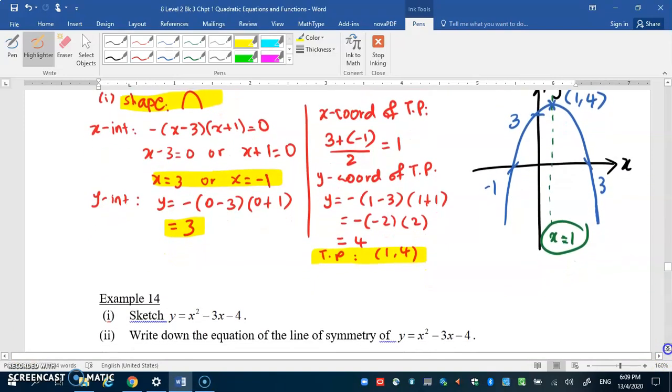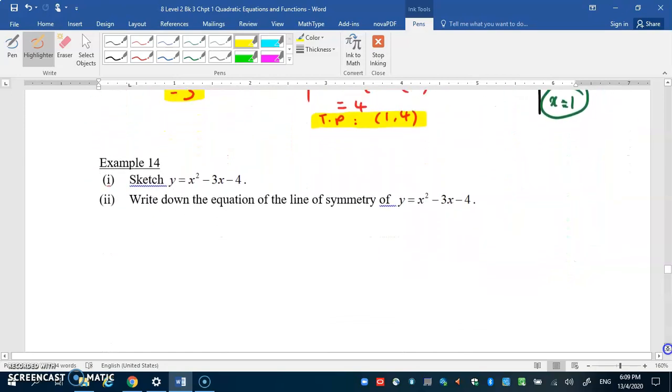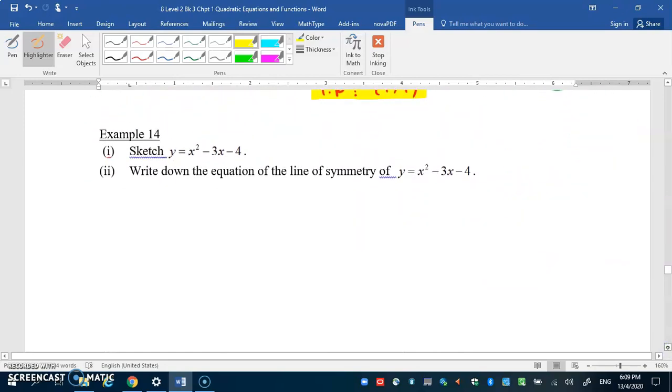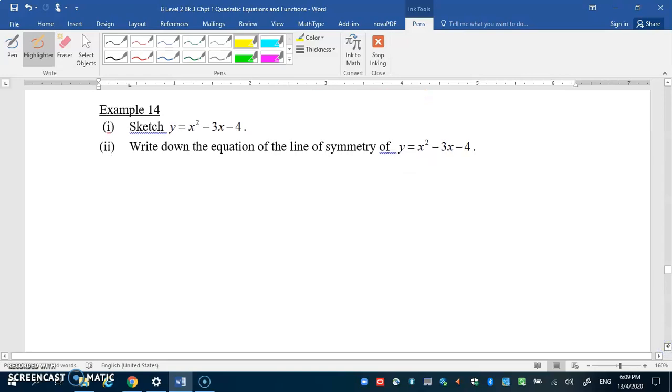That's example 14. Sketch y equals x squared minus 3x minus 4. Now you realize that this equation is not in the factorized form. They give it to you in the ax squared plus bx plus c form, which is fine. We can always factorize it, no issues, right? The first thing you realize is this is x squared. It's not negative x squared, it is just x squared. So a is 1, right? When a is positive, your shape is a happy face. That's the first thing you realize.